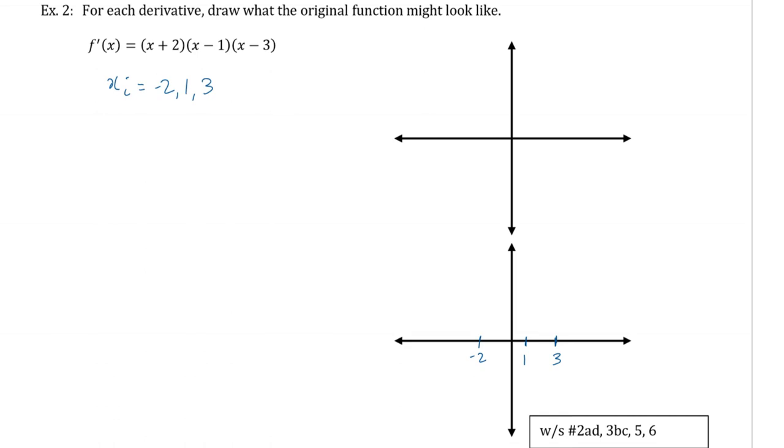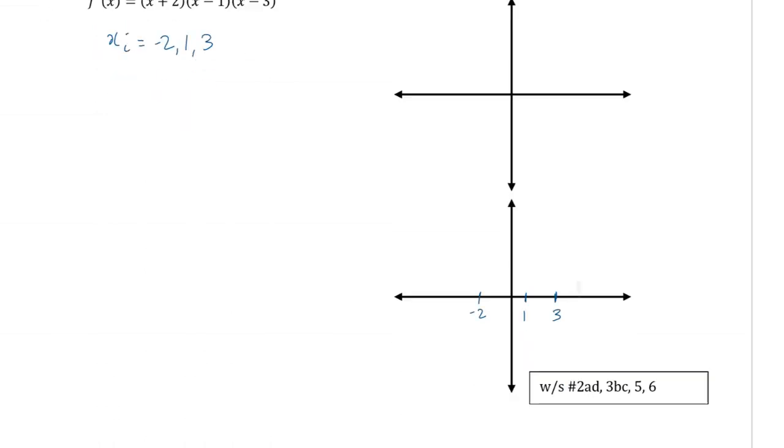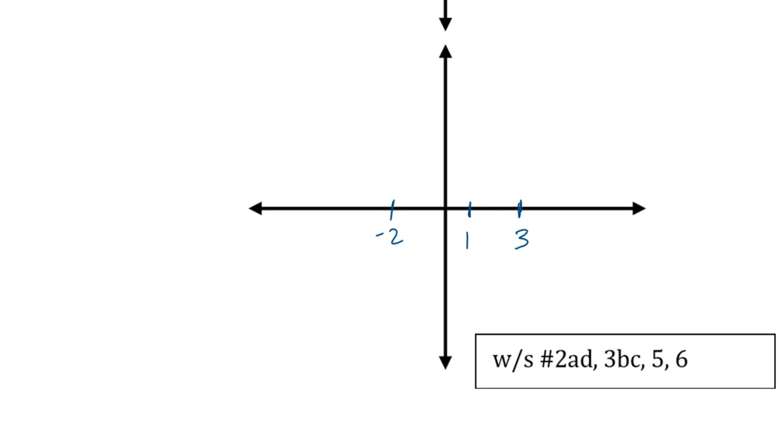So to graph this derivative, this function, I look at the degree, it's 3. The leading coefficient is positive. If I expanded this, I'd get x cubed. And I have the 3 x-intercepts for this cubic. So again, this one's going to go like this.